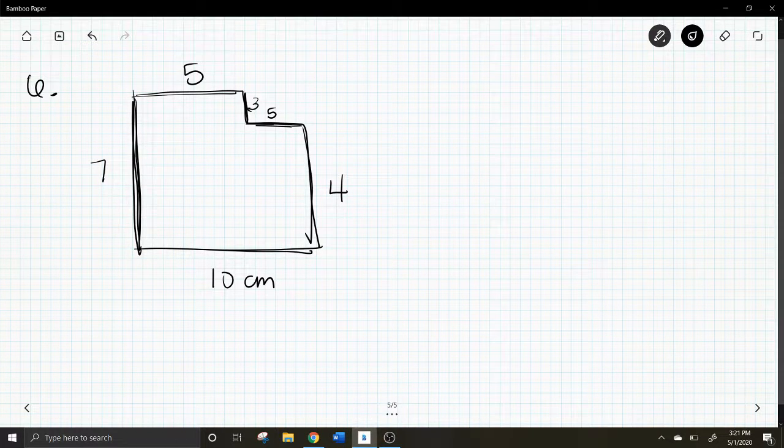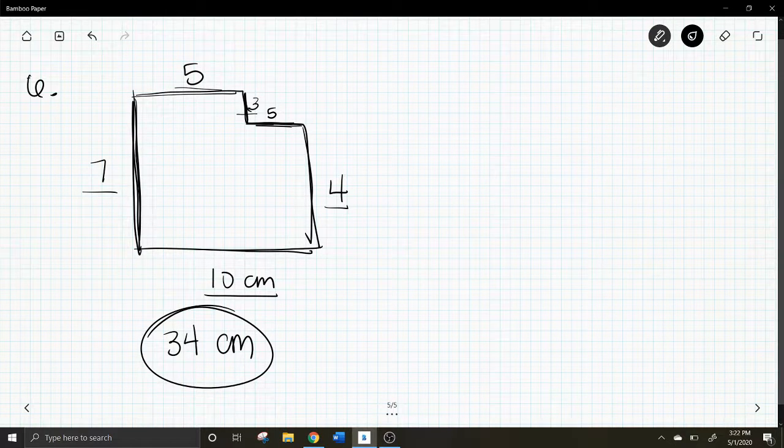And just remember, perimeter of any shape, whether it's complex or simple, if it's a square, a triangle, this crazy shape, all you have to do is add up the lengths of your sides. So what is 10 plus 4 plus 5 plus 3 plus 5 plus 7? And you would get 34 centimeters. So that's the answer to number 6.